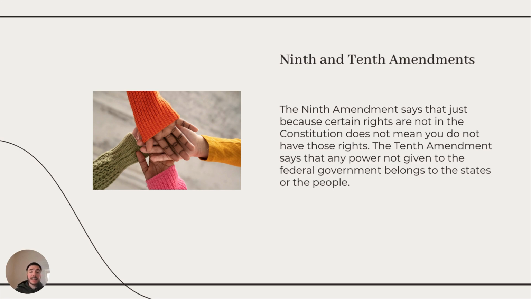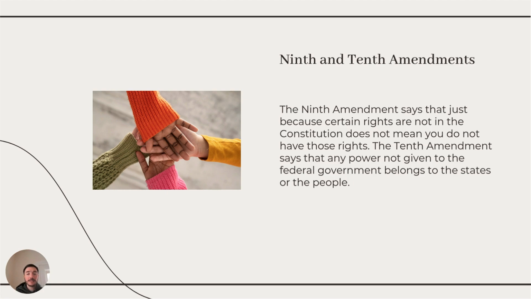And finally, the Ninth and Tenth Amendments. The Ninth Amendment says that just because certain rights are not in the Constitution does not mean you do not have those rights. So, for example, you have the right to choose where to live, the right to choose what you eat, how you dress. The Constitution cannot possibly cover every single right that a person has. So there are many rights that people do have that are not in the Constitution.